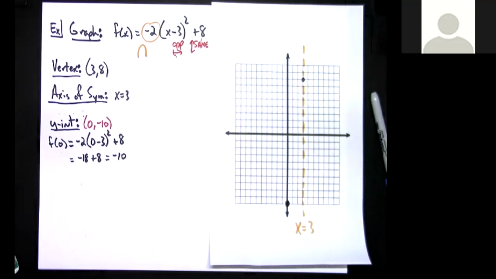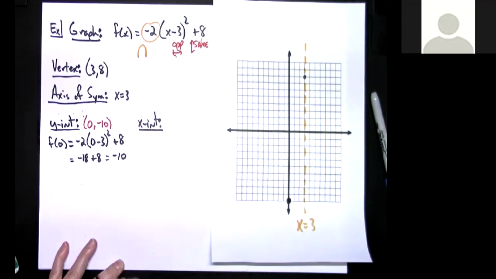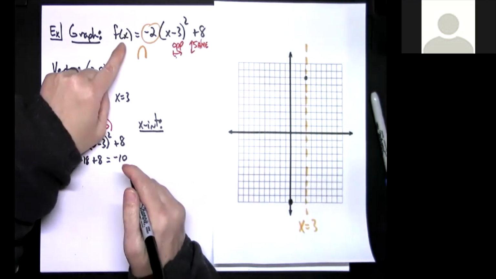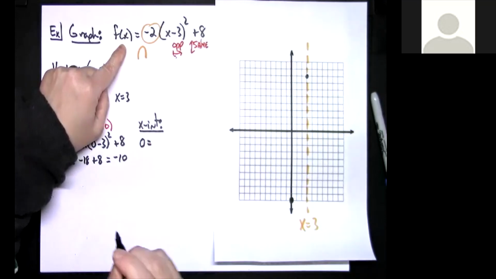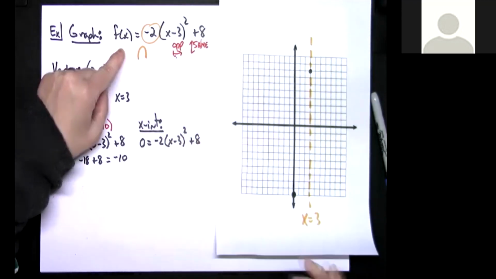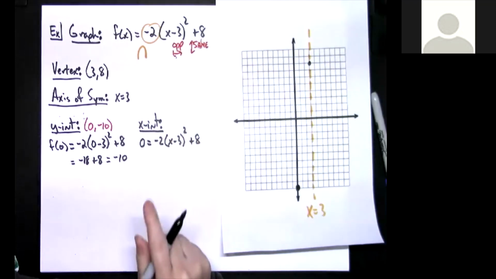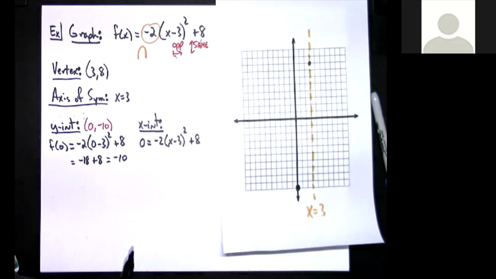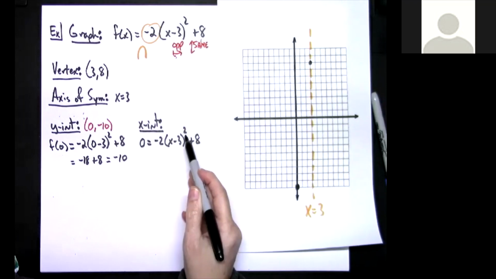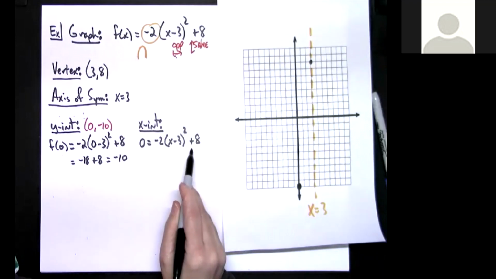Now to do the x-intercepts, what do we do? We take 0 and plug it in for y. So we're plugging it in for this right here. So 0 equals -2(x minus 3) quantity squared plus 8. Now solving this is actually easier than you think, but people try to make this really, really hard. But we know the square root property. You've got this (x minus 3) quantity squared. If I can isolate that by itself on one side of the equation, I take the square root of both sides.